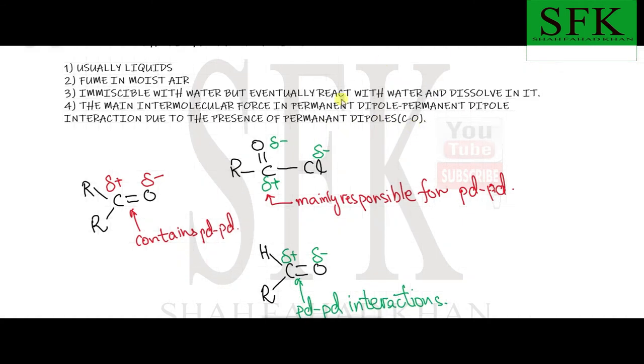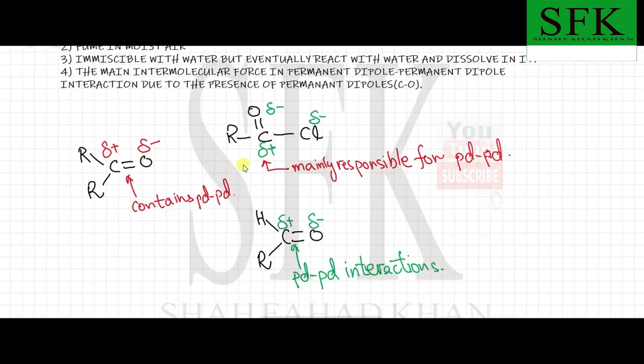The dipoles present in the acyl chlorides, basically the carbon double bonded oxygen dipole and the carbon chlorine dipole, are responsible for the permanent dipole interactions. Basically the carbon double bonded oxygen is the major dipole responsible for the permanent dipole interaction in acyl chlorides.